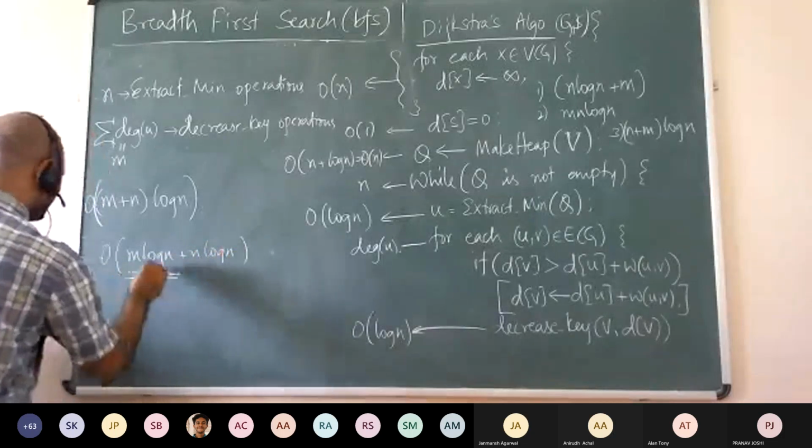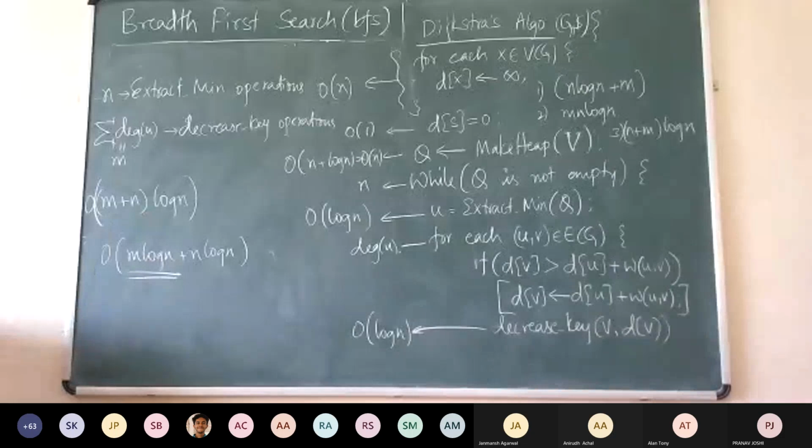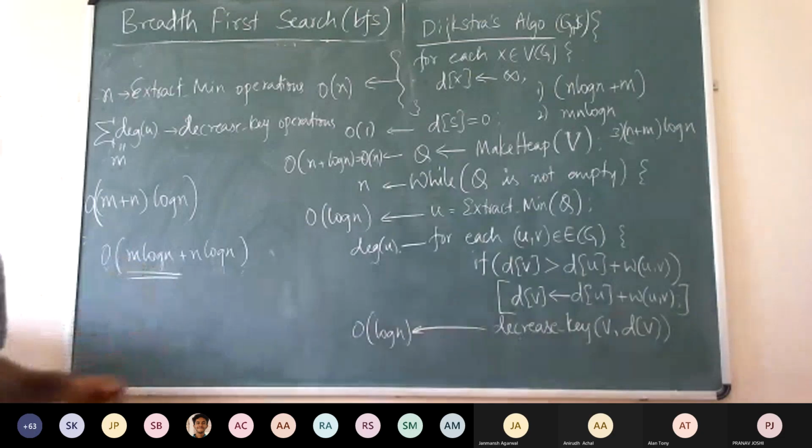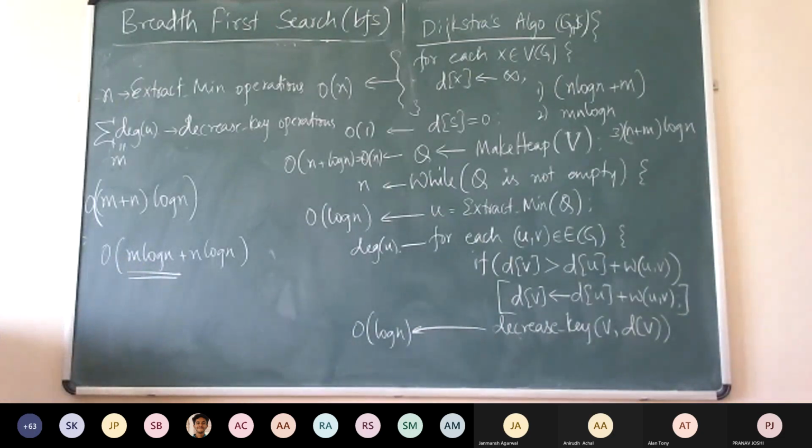Mainly this is the contributing term, right? M is usually greater than or equal to n, right? It is almost m log n. Is that fine?